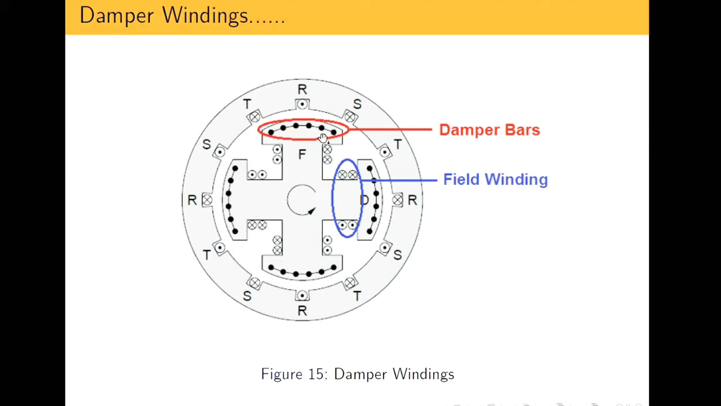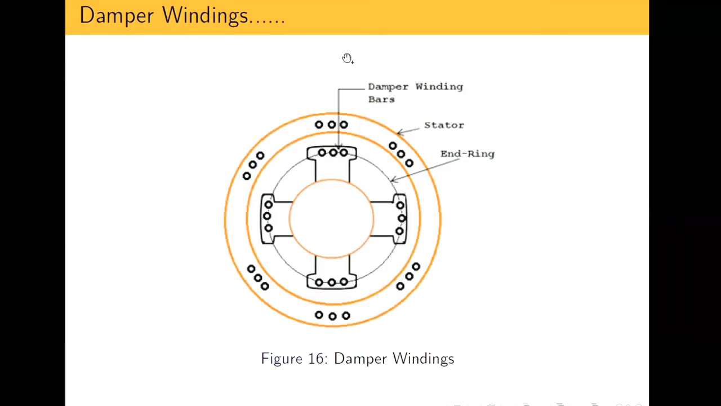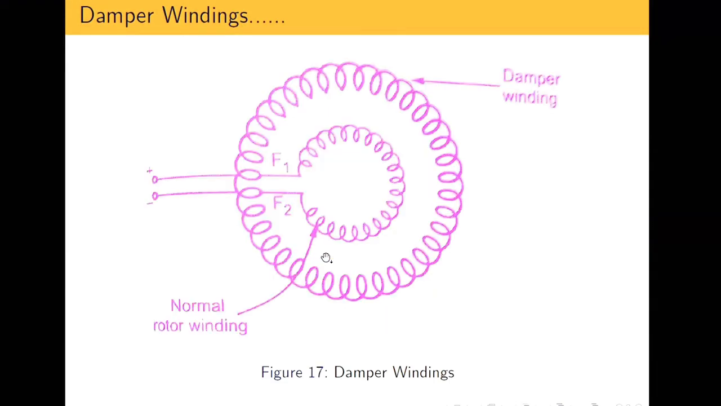They are placed on the face of the rotor poles. These are damper windings, the black dots. So you can see the stator and all these things. So what is the normal electrical circuit? You can see some DC supply is given to the stator winding and to the normal rotor winding.